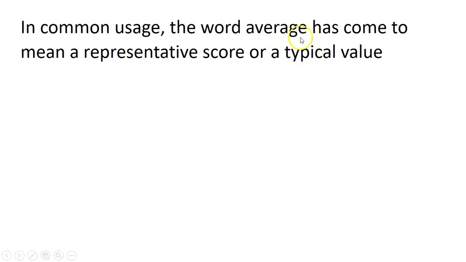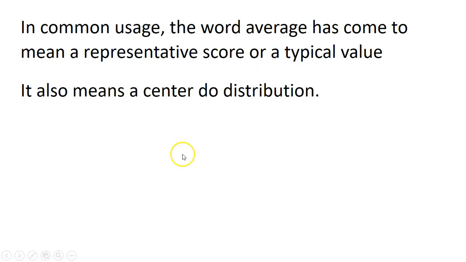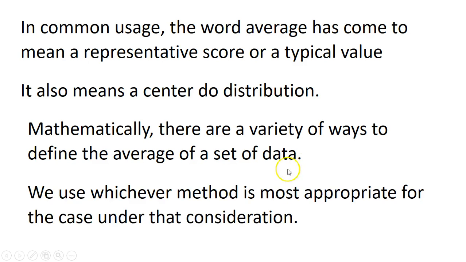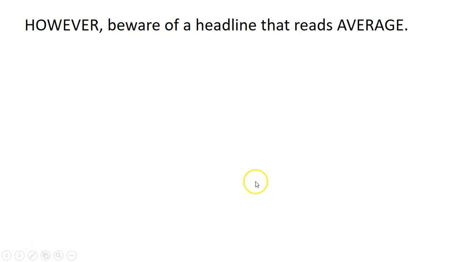In common usage, the word average has come to mean a representation or a representative score of the data. It also means the center, due to some distributions. Mathematically, there are a variety of ways to define the average of a set of data. There just are. We use whichever method is the most appropriate for the case, okay? There are many measures of center. That's what we're talking about, the mean, median, and mode. All measures of finding the center of your data, but some are more important than others depending on the data.